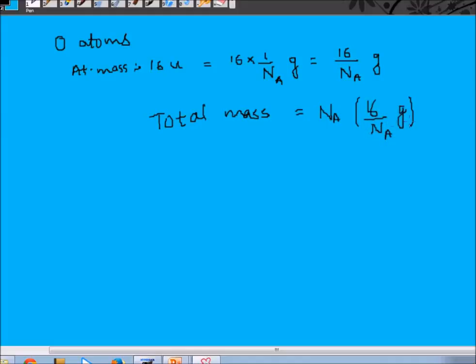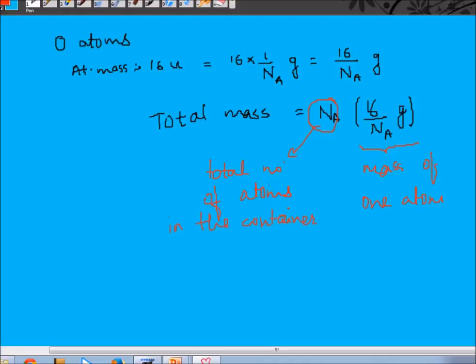Alright, so total mass is nothing but mass of one atom multiplied by total number of atoms in the container. Okay, and since in this case we are calculating gram atomic mass, the total mass in our case refers to gram atomic mass. So the total number of atoms in the container will be equal to 1 gram atoms, that is 1 mole of atoms.